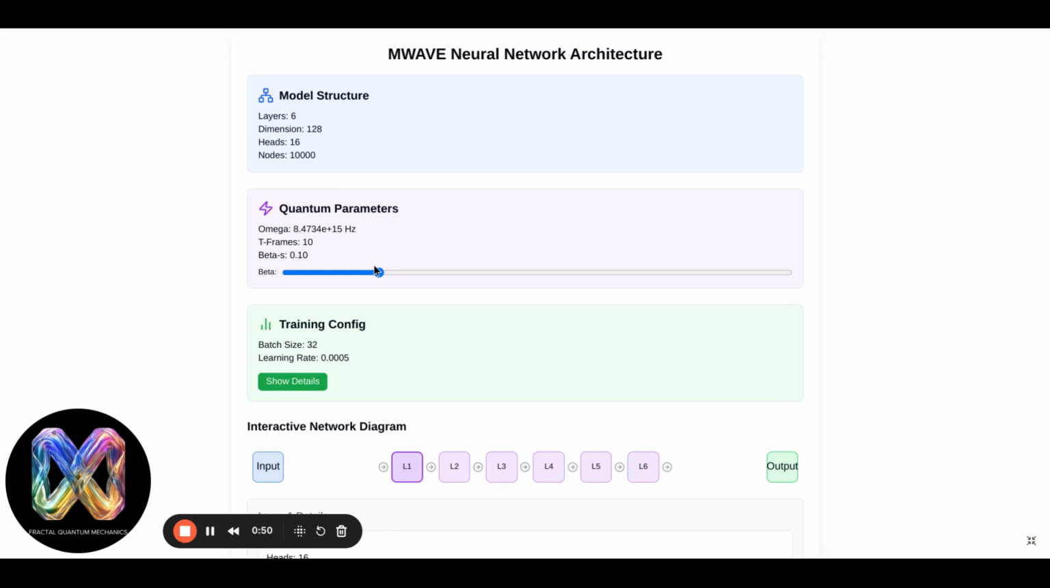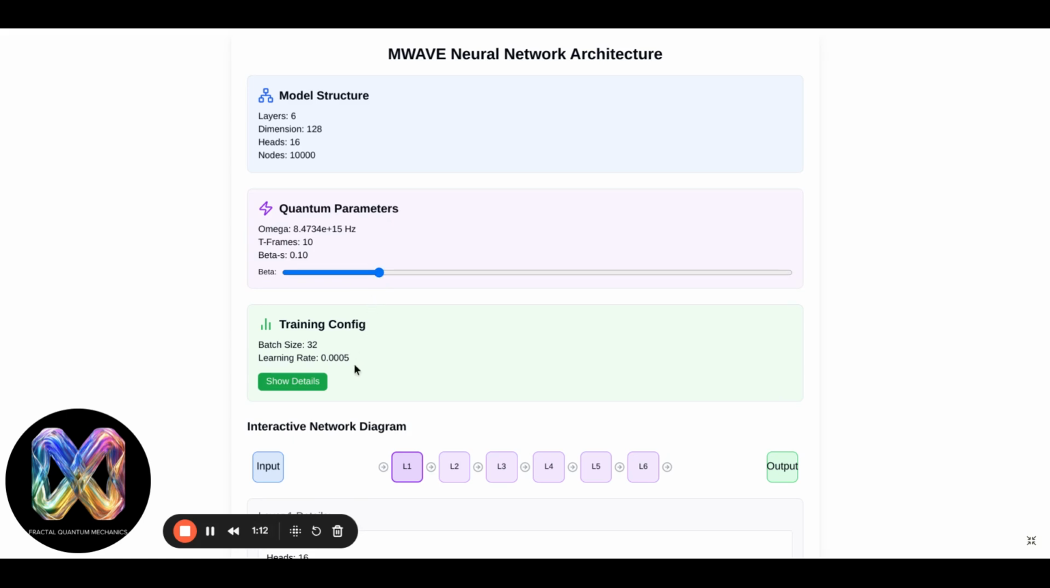The middle card shows our quantum parameters. The most important is our harmonic Q frequency, which is over 8 quadrillion hertz, which drives our temporal superposition across 10 time frames. So the beta S parameter is particularly interesting as it controls our fractal scaling structure.